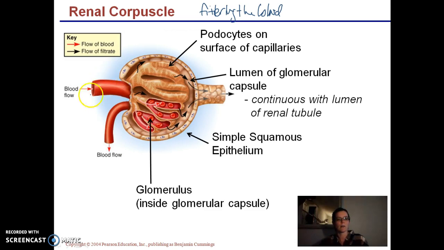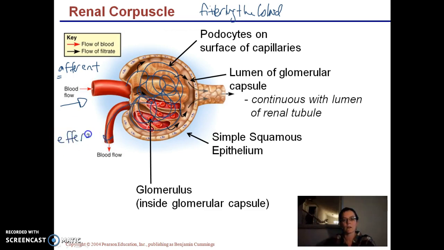Now, in order to do this, what happens is that blood comes in through an arteriole called the afferent arteriole. Think about A for arriving. So this is the part that's arriving in the big capillary bed, which is the glomerulus right here. And then the efferent arteriole, think E for exit. The efferent arteriole is the one that takes the blood away from this glomerulus.